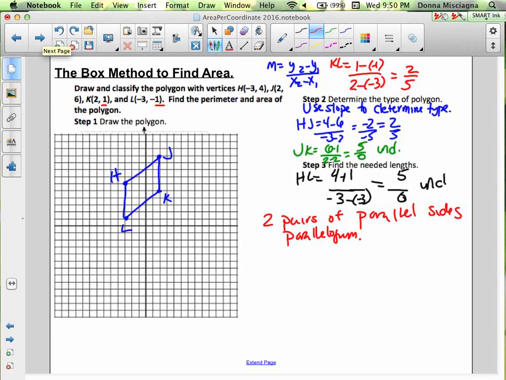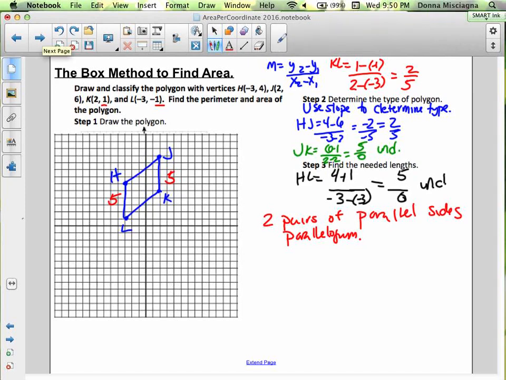And so 1, 2, 3, 4, 5. So that one's easy to figure out because it's vertical lines. Now we'd have to use the distance formula to find the lengths of our 2 sides there, HJ and LK. Right?